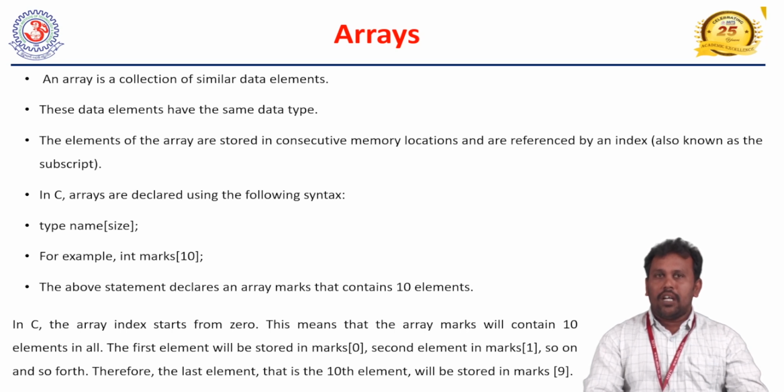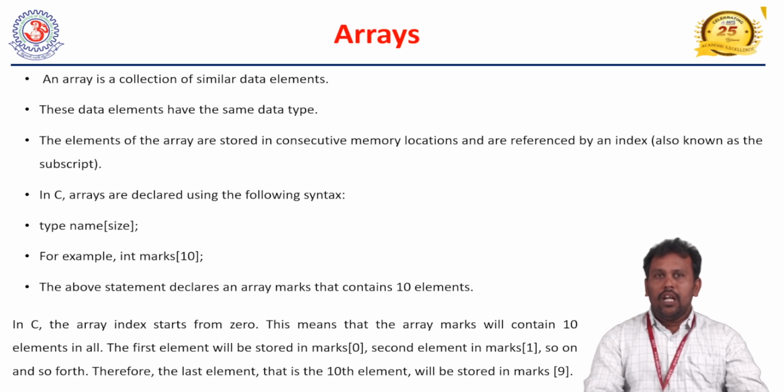Next, the linear data structures. The first one is the array. An array is a collection of similar data elements. These data elements have the same data type. It means that while using an array, only one kind of data type is allowed, either integer, character, or float. The elements of the array are stored in consecutive memory locations and are referenced by an index. The index starts from 0 to n minus 1.